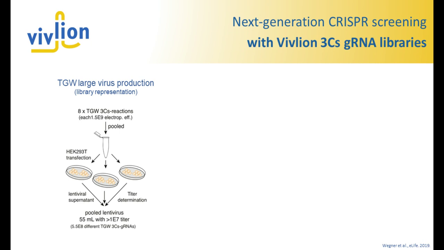We then went on and made a lot of virus of this library to really make sure that we have at least a certain degree of library representation. In this case, we did 8 different reactions, 8 big libraries that we pooled. We performed several transfections to make lentiviral particles. We then collected all of these together and generated roughly 55 milliliters with a titer of 10 to the 7.